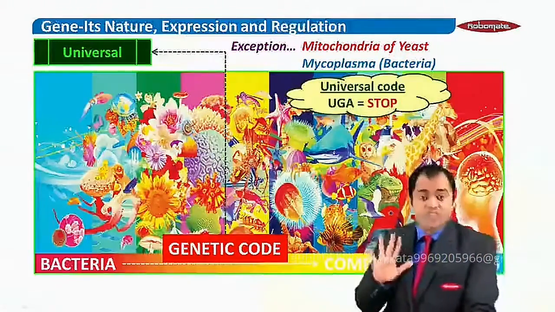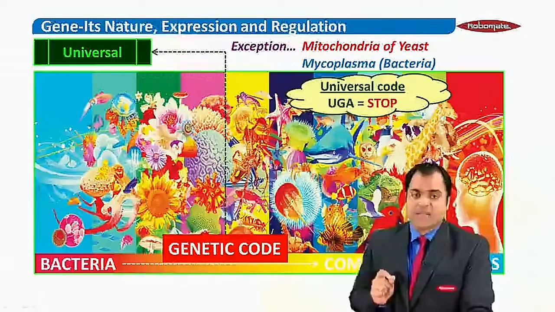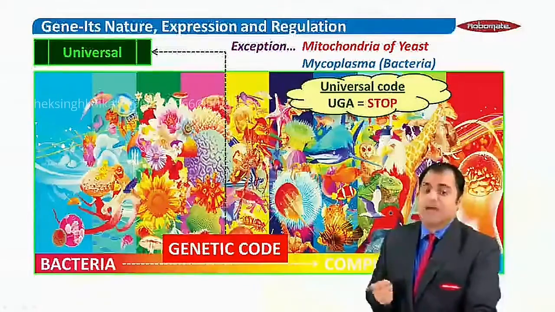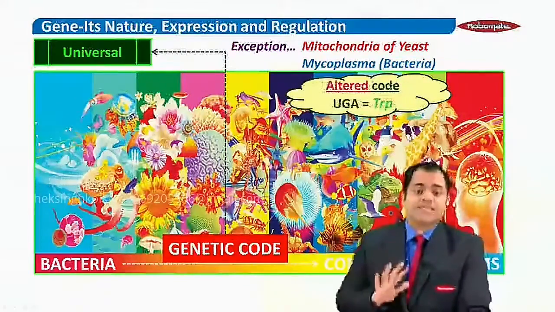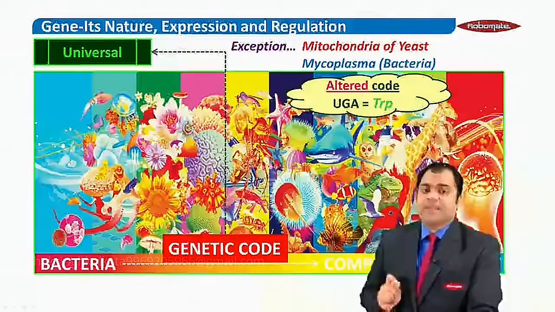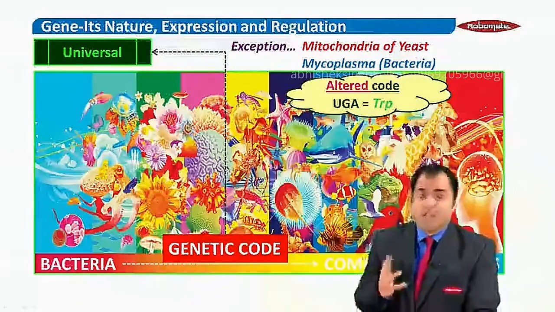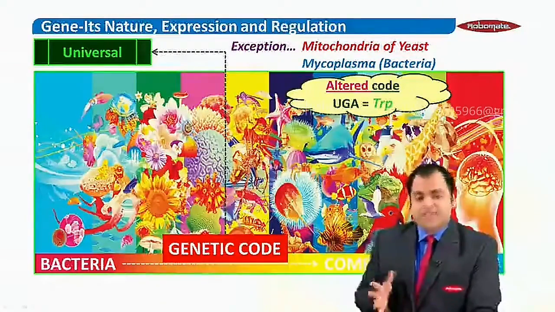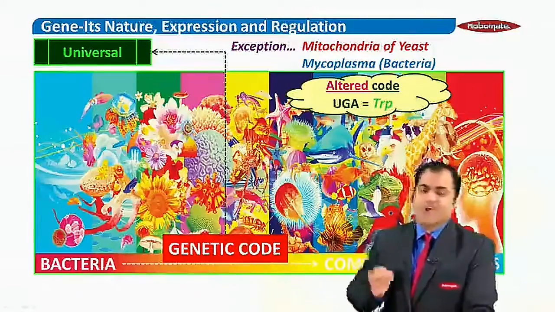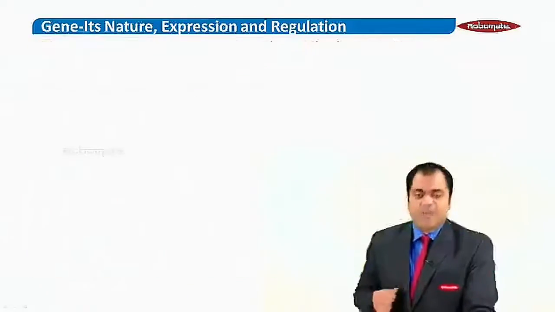So you know that the universal code says that UGA is a stop codon. But in case of mitochondria of the yeast as well as mycoplasma, in both these cases, they say that UGA actually codes for tryptophan, indicated by 3-letter code here, TRP. So that's an altered code, right? Otherwise, the genetic code is absolutely universal for every living organism, with few exceptions here and there. Is it okay? Moving on.